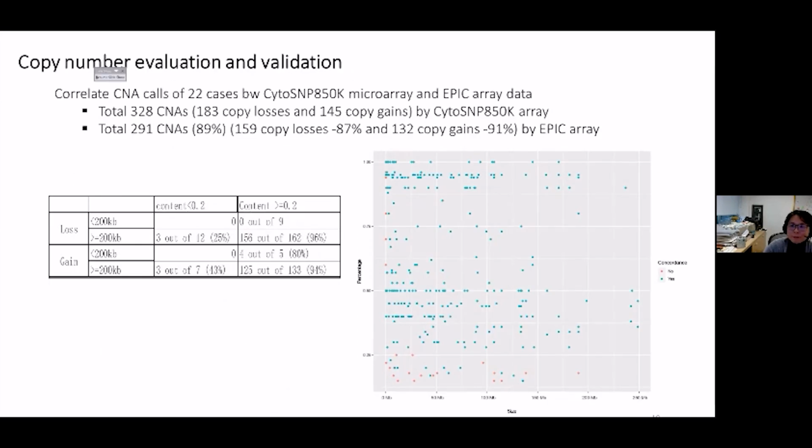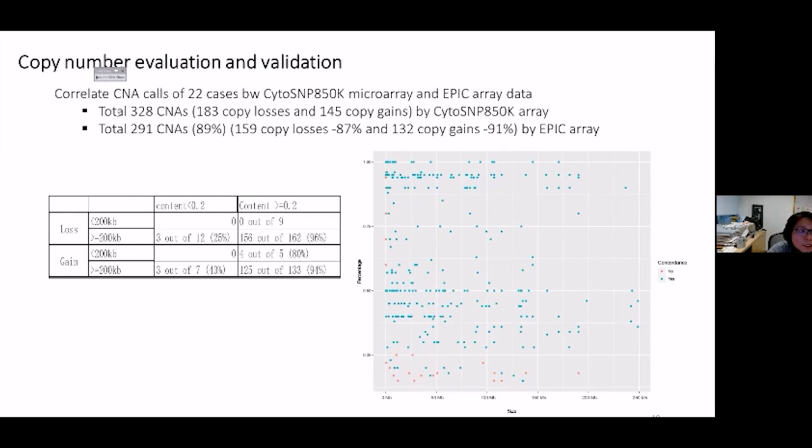We also did copy number evaluation and validation by methylation array. We have 22 cases which have been characterized by both the CytoScan 850K microarray and the EPIC array. The CytoScan 850K is the array we use for copy number evaluation, which is the gold standard.